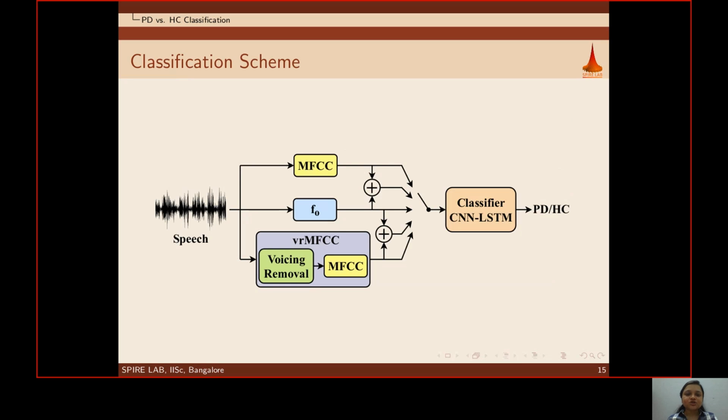5 different combinations or sets of the extracted features are studied in this work. 3 sets are formed by considering F0, VRMFCC and MFCC individually. Another 2 sets are generated by fusing F0 with VRMFCC and MFCC respectively at the feature level. Each of these feature sets is classified using a CNN LSTM classifier.